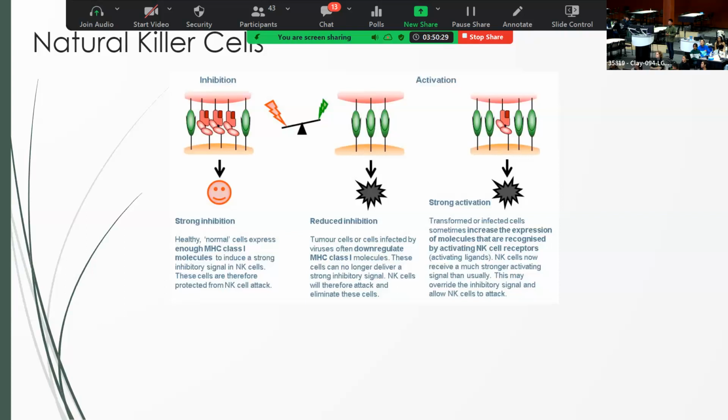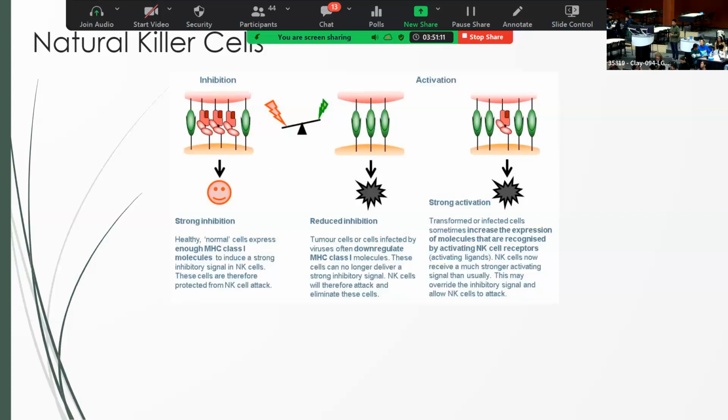So most cells have a lot of MHC class 1 because they're healthy. So the inhibitory signal overwhelms the activating signal. It tells the natural killer cell that it's a healthy cell, don't kill. But when a cell becomes virally infected or there's a tumor, the cell knows to turn down the MHC class 1, and it only tells the natural killer cell to kill, and that's how the cells die. It's basically like a balance between activating receptors and the MHC class 1.